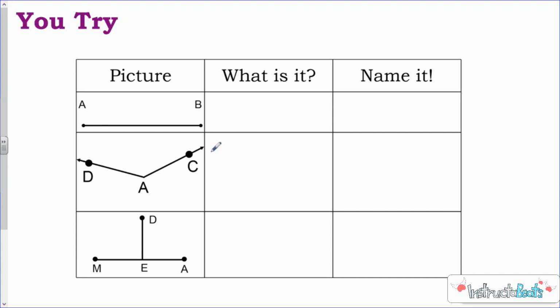So hopefully you just paused it, okay? And I'll go over the answer so you can kind of check your work. So here we have AB. This is a line segment, okay? Sorry about the handwriting. And you can see the line segment because it had the 2 endpoints right there. If we want to name it, we know that this would be AB, line segment AB.